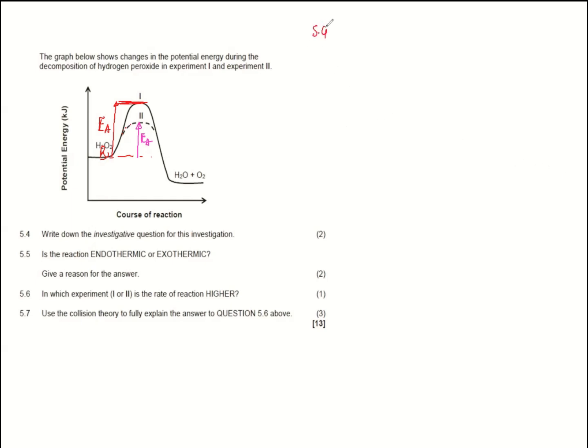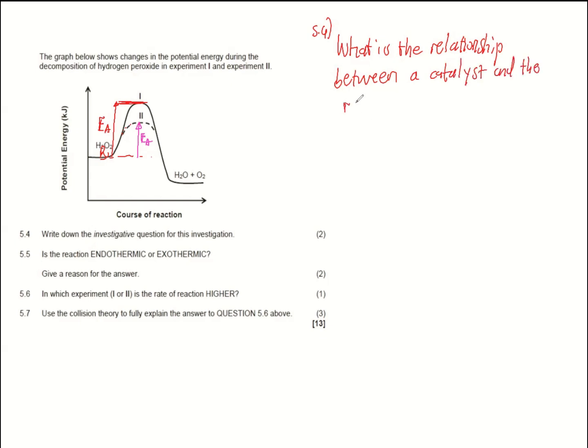So that means in 5.4, remember, a powerful investigative question needs to say, what is, right? Most of the cases we say, what is the relationship between a catalyst and the rate of reaction? Then you put a question mark because it's a question, right? What is the relationship between a catalyst and the rate of reaction?